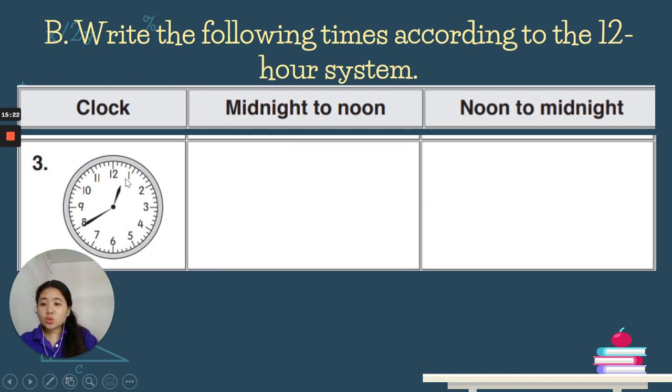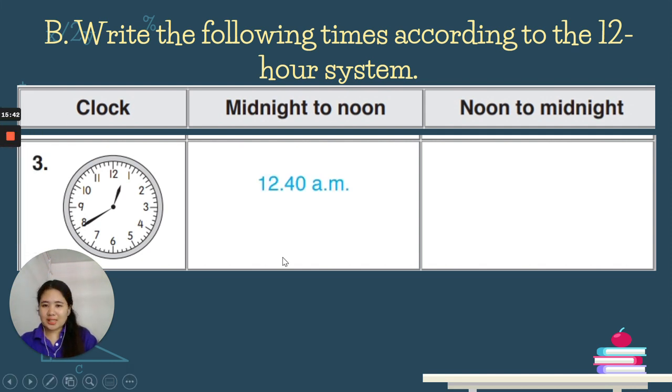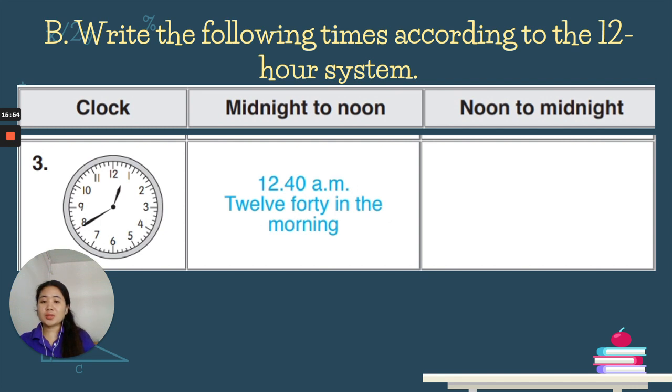Number 3, this one, it is not yet 12 because it is not pointing to 1 yet, right? So it is still 12. So 12, 5, 10, 15, 20, 25, 30, 35, 40. So that is 12:40 a.m. because it's in the morning. So 12:40 a.m., if you write that in words, that is 12:40 in the morning. Okay, that is midnight. 12:40 in the morning.